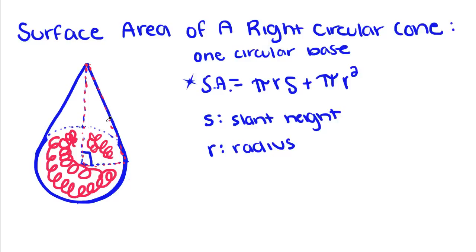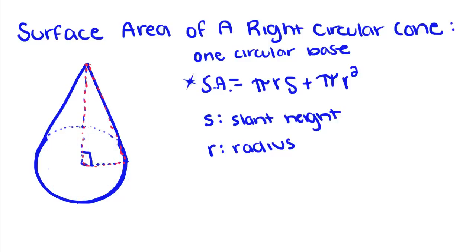a line from the top of the cone to the center of the circle, it's going to be perpendicular, and it's going to form a right triangle with the radius of the cone and the side of the cone. So to find the surface area of a right circular cone, we have to take the area of the bottom plus the area of the sides.